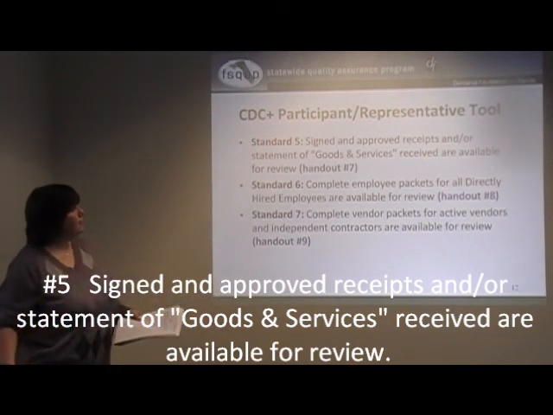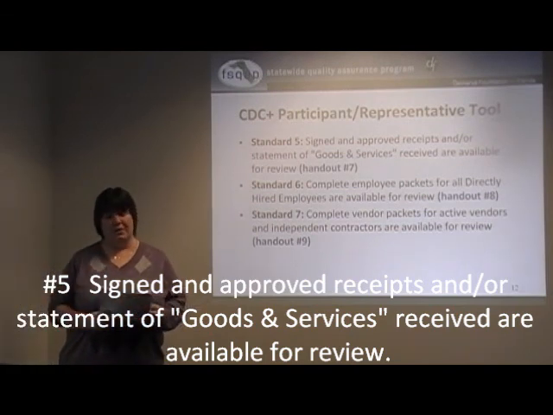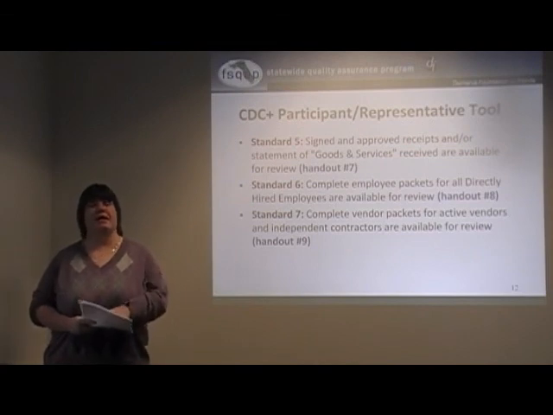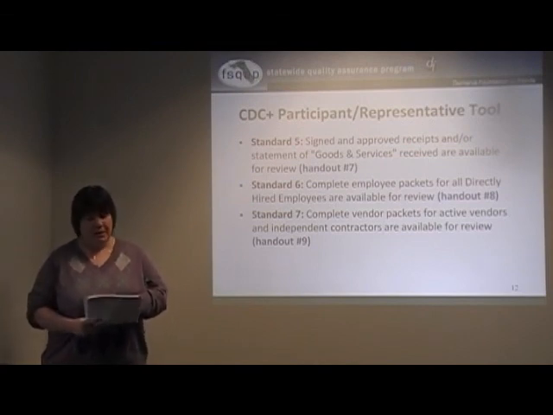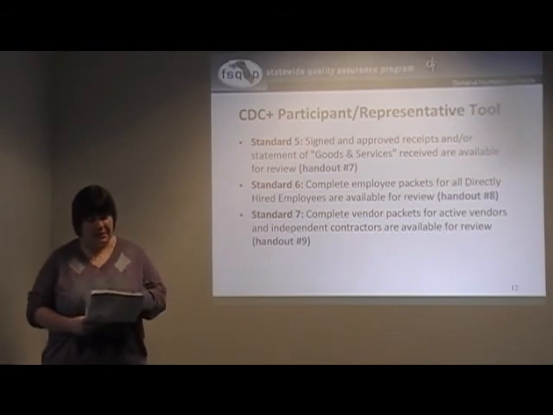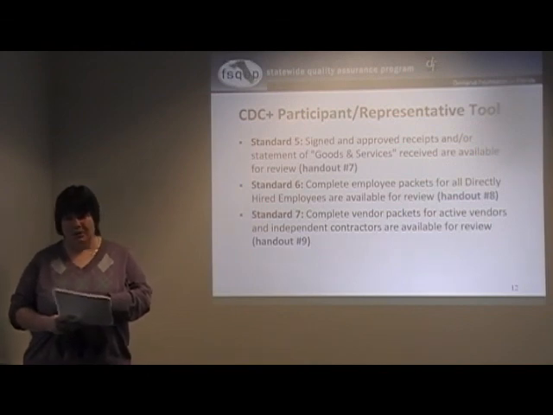Standard number 5 is signed and approved receipts and a statement of goods and services are reviewed. So receipts, these would be things that you've purchased and that you're looking for reimbursement for. So in the example that we have for handout number 7, this participant, Johnny Sample, who's our sample name, went to Gulf Coast Dentist. He had 2 fillings and some x-rays. It cost $152. The representative must have paid cash. There's no other money due, so it has a 0 balance, which we're looking for.